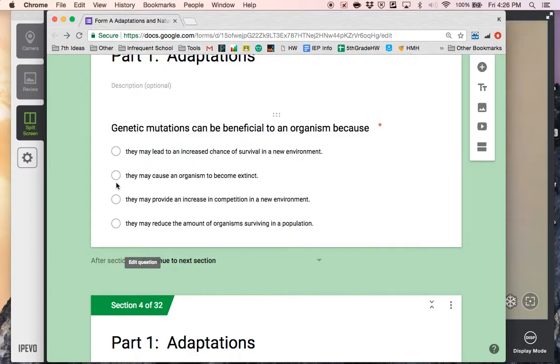I'd like to live. Let's look at this one. They may cause an organism to become extinct. That's not good. That's not beneficial. They may provide an increase in competition. I don't want competition. If I'm a species, I don't want other people messing around with my food sources. So I would not want competition. They may reduce the amount of organisms surviving in a population. Reduce the amount, get rid of, lessen. That's not good either. So if I'm looking for the one that's good, beneficial, it would be this first one right here.